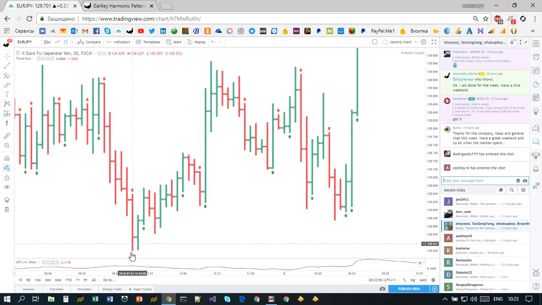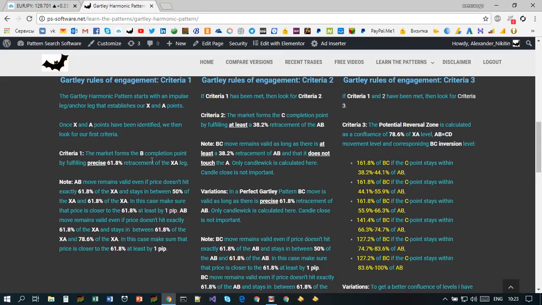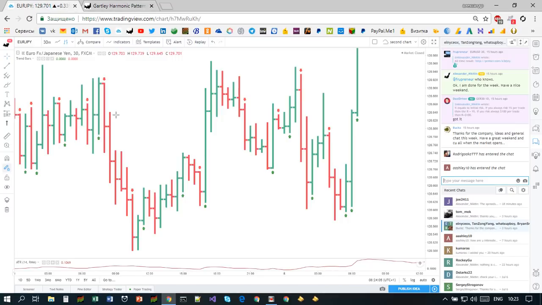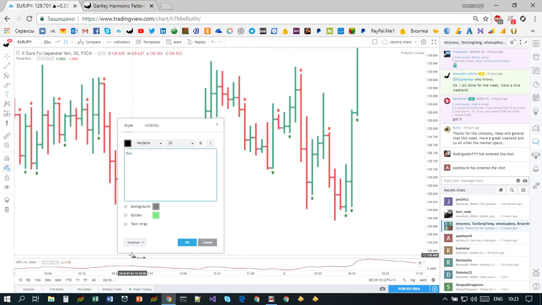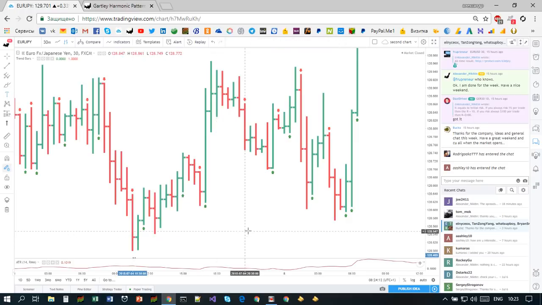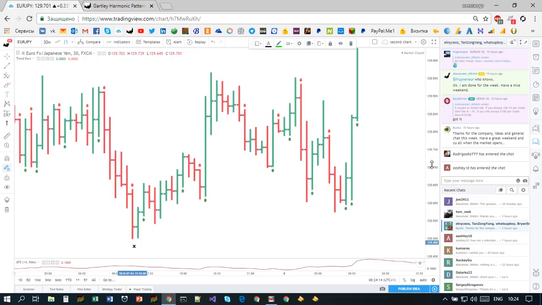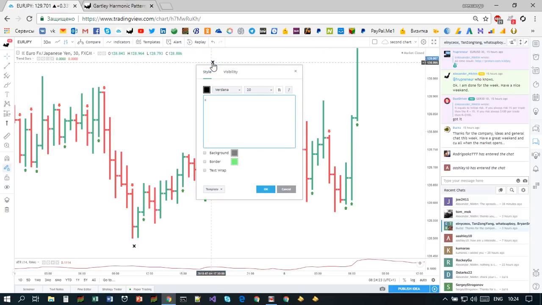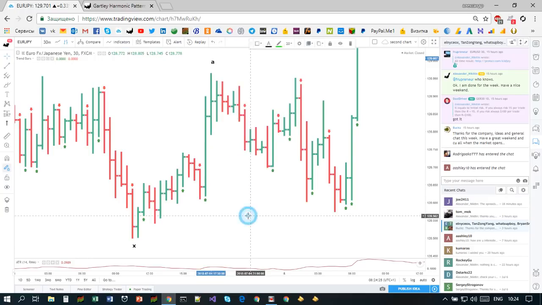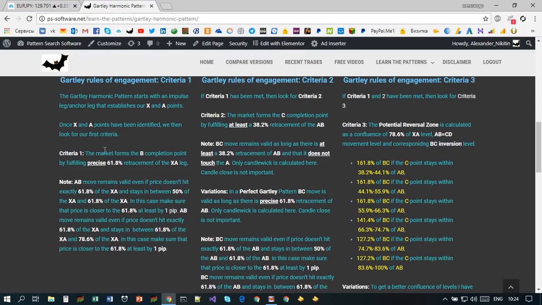So the Gartley pattern looks this way. After you have your initial impulse or anchor leg, you install your X to A points. Let us label them. This will be point X, and this will be A. This high is A. Swing low to swing high. Okay, after that, read further.